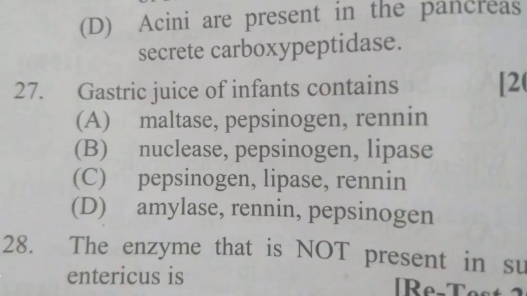Okay, our next question is gastric juice of infants contains. This one is also a kind of fact, so you need to know it or remember it. This one is also important, so jot it down in your copy. Our correct answer is C, pepsinogen, lipase and renin is the gastric juice of infants.